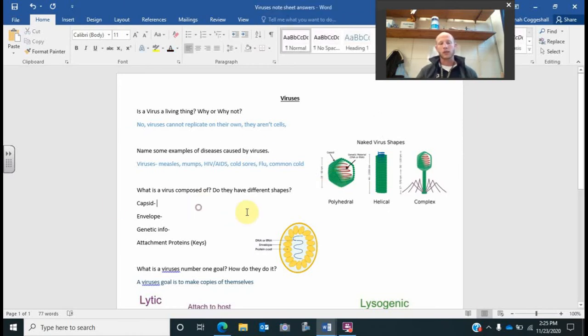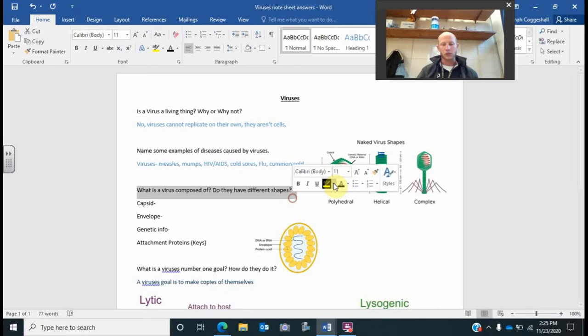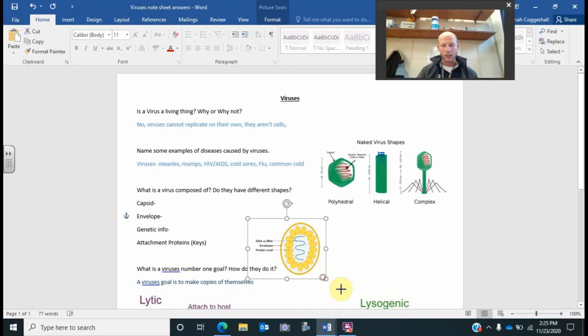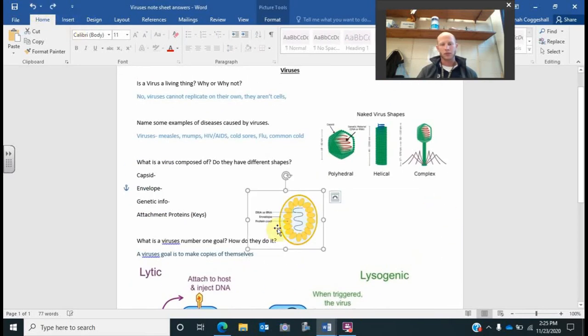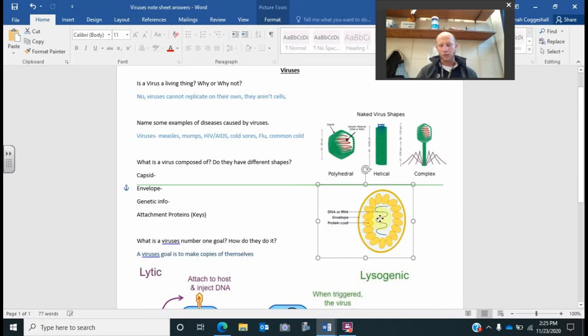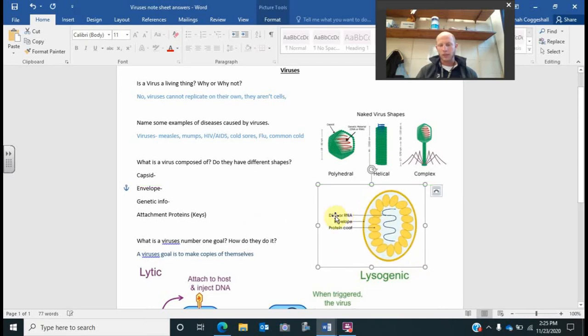So our capsid, so it says, what is the virus composed of? So here's the 3 different shapes like we talked about. So what's the capsid? So first, the capsid is this guy right here, and you can kind of see this guy. I don't know if I can blow it up. Oh, whoa, way too big. See if I can go back. Oh my goodness. All right. So yeah, that'll blow it up a little more, help you guys out.